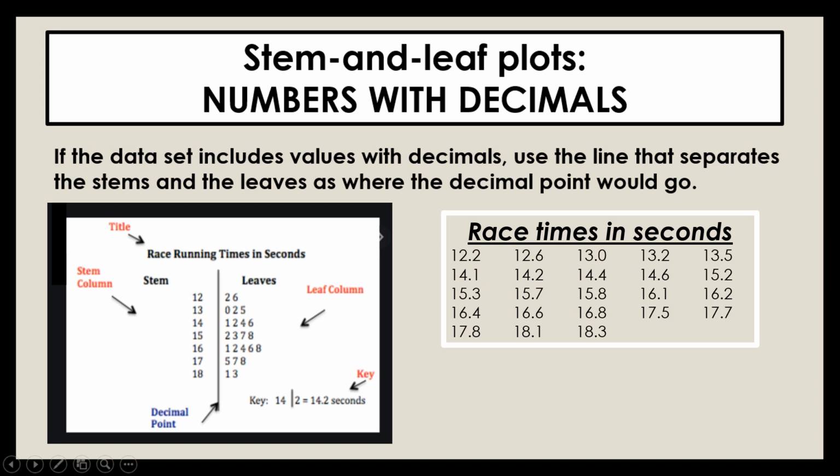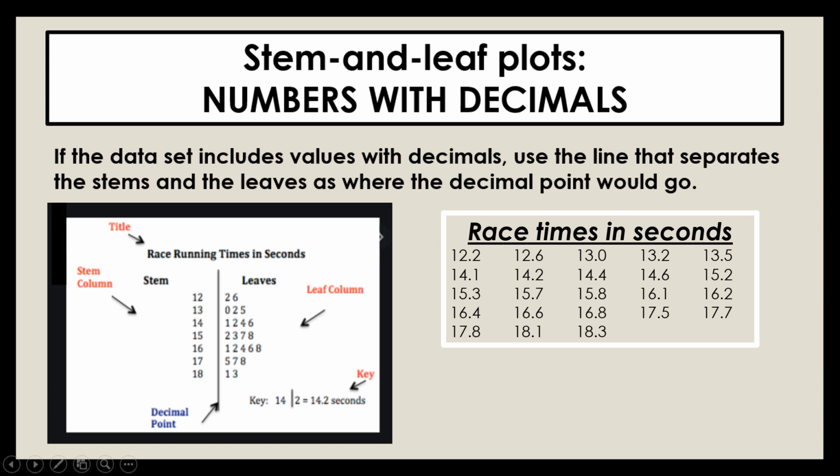It has the title. There's our stem columns. They are 2-digit stems. They are the value before the decimal point. The line is where the decimal point would be, and then we have all of our leaves, of course, smallest to largest. And make sure you have a key, because the key tells us how to read that.